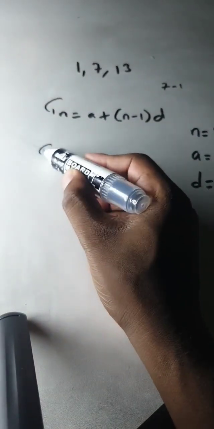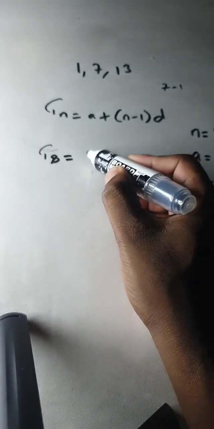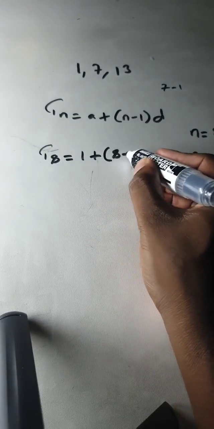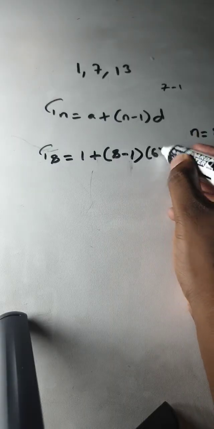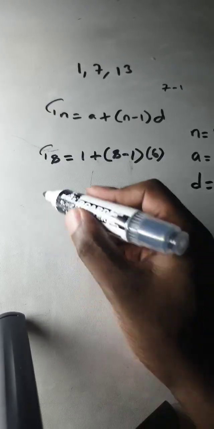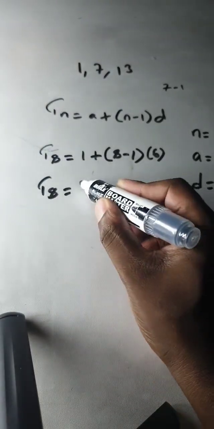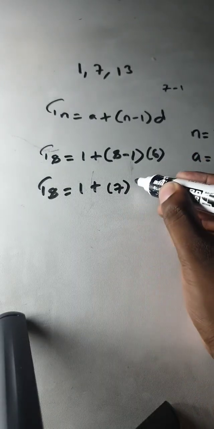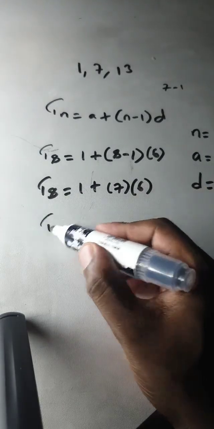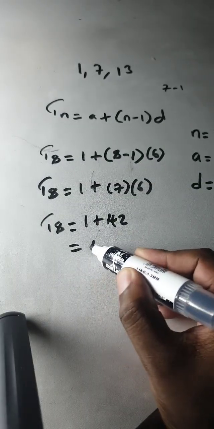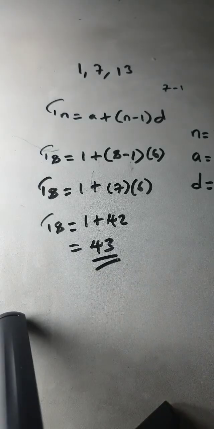So we say the 80th term is equal to the first term, 1, plus n minus 1, and d is 6. You make a mistake if you are rushing. So I have 1 plus 80 minus 1, which is 79, times 6. So the 80th term is equal to 1 plus 474. Our final answer will be 475. I told you, if you rush, you will crash.